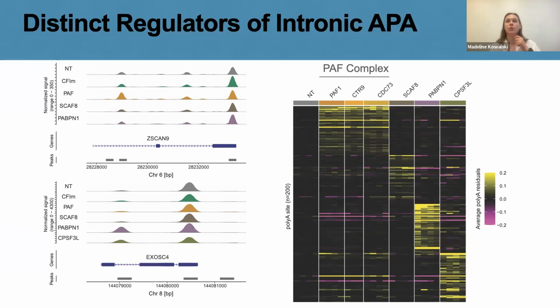However, what's interesting is that we did notice intronic polyadenylation in all of these regulators, but we also noticed that these occurred at distinct sites, suggesting that there are multiple regulatory mechanisms affecting the rate of intronic polyadenylation, and at which sites this occurs. And we're interested in exploring this relationship between transcript elongation and intronic polyadenylation in further studies.